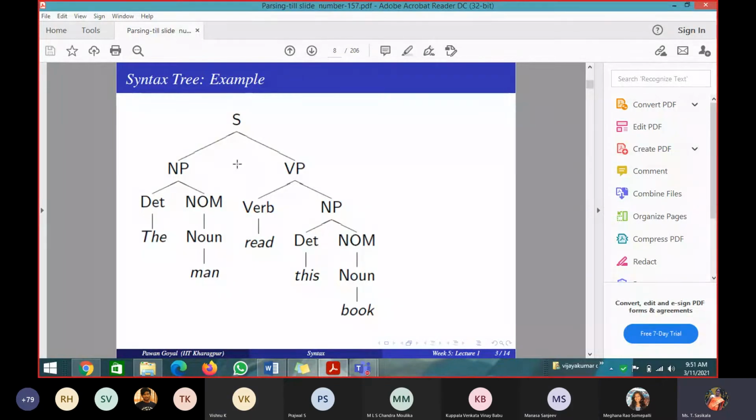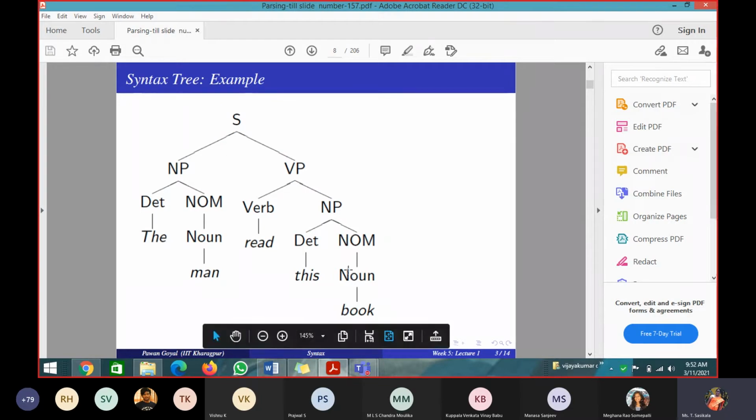So the sentence is made up of 2 units: one is a noun phrase and the other a verb phrase. Then again the verb phrase will have a verb followed by a noun phrase. This noun phrase will have again a determiner and a nominal. So from this tree, this is the root node. The root node in a tree should be a sentence and the leaf node of the tree should be what?